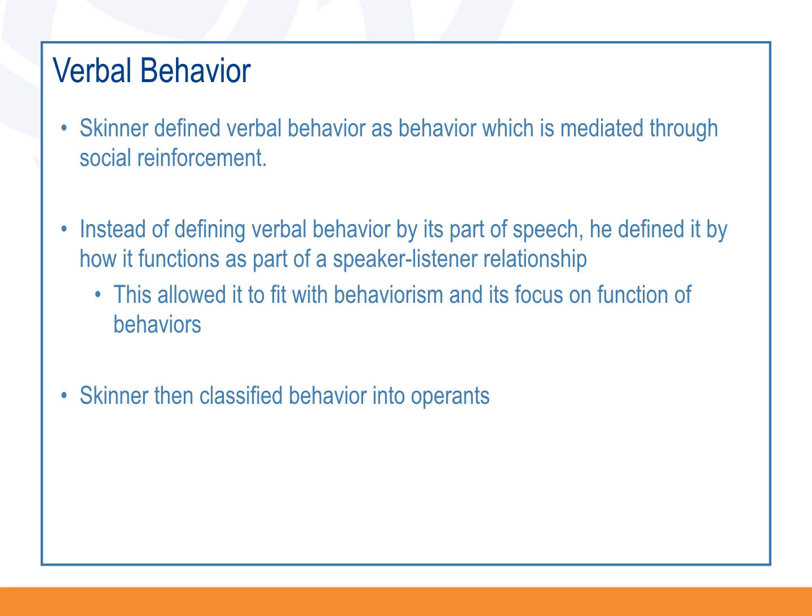So verbal behavior, Skinner defined verbal behavior as behavior which is mediated through social reinforcement. Instead of defining verbal behavior by its parts of speech, which is what some of his contemporaries were doing, he defined it by how it functions as part of that speaker-listener relationship. So this allowed it to fit within behaviorism and that focus on function of behavior. So he then classified behavior into the different operants. So we're going to review those operants now.